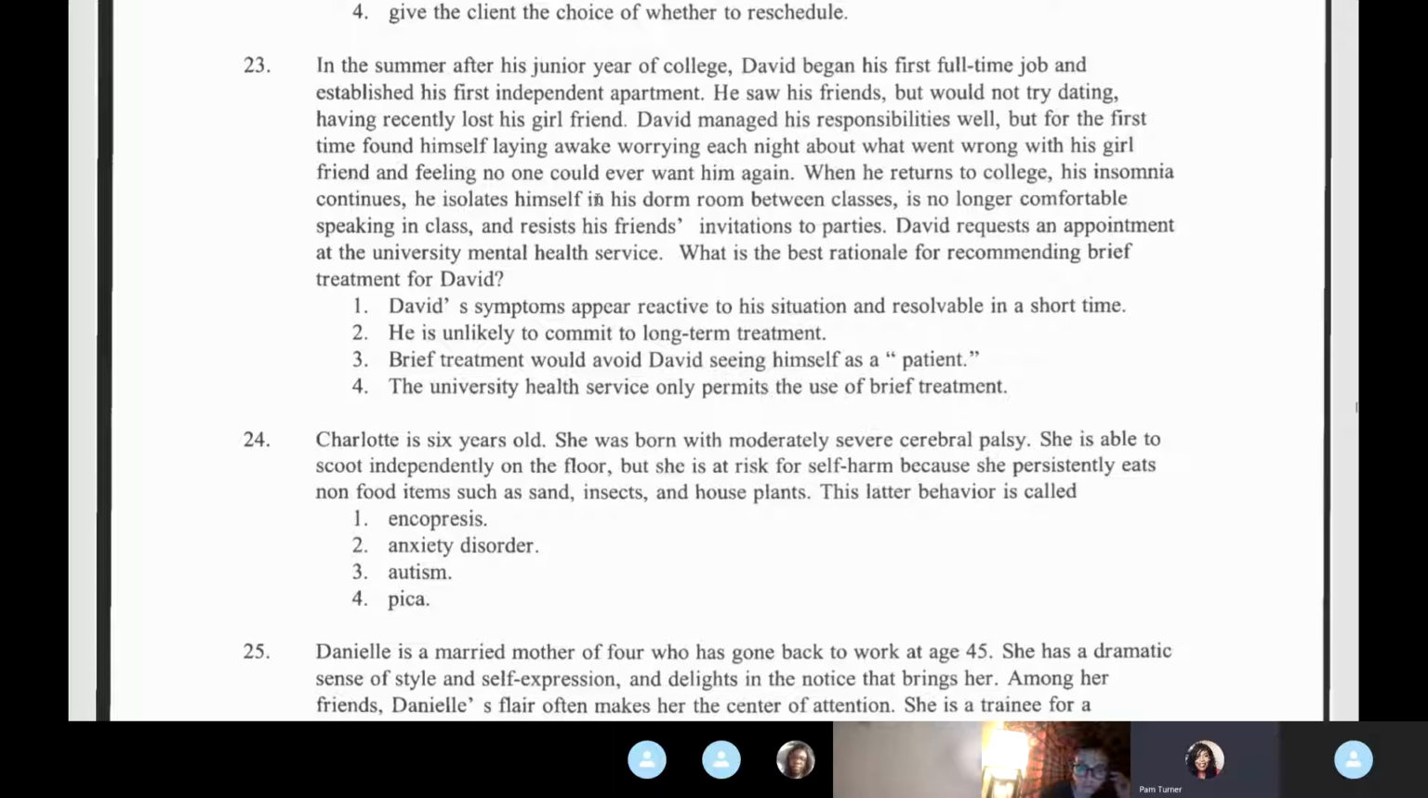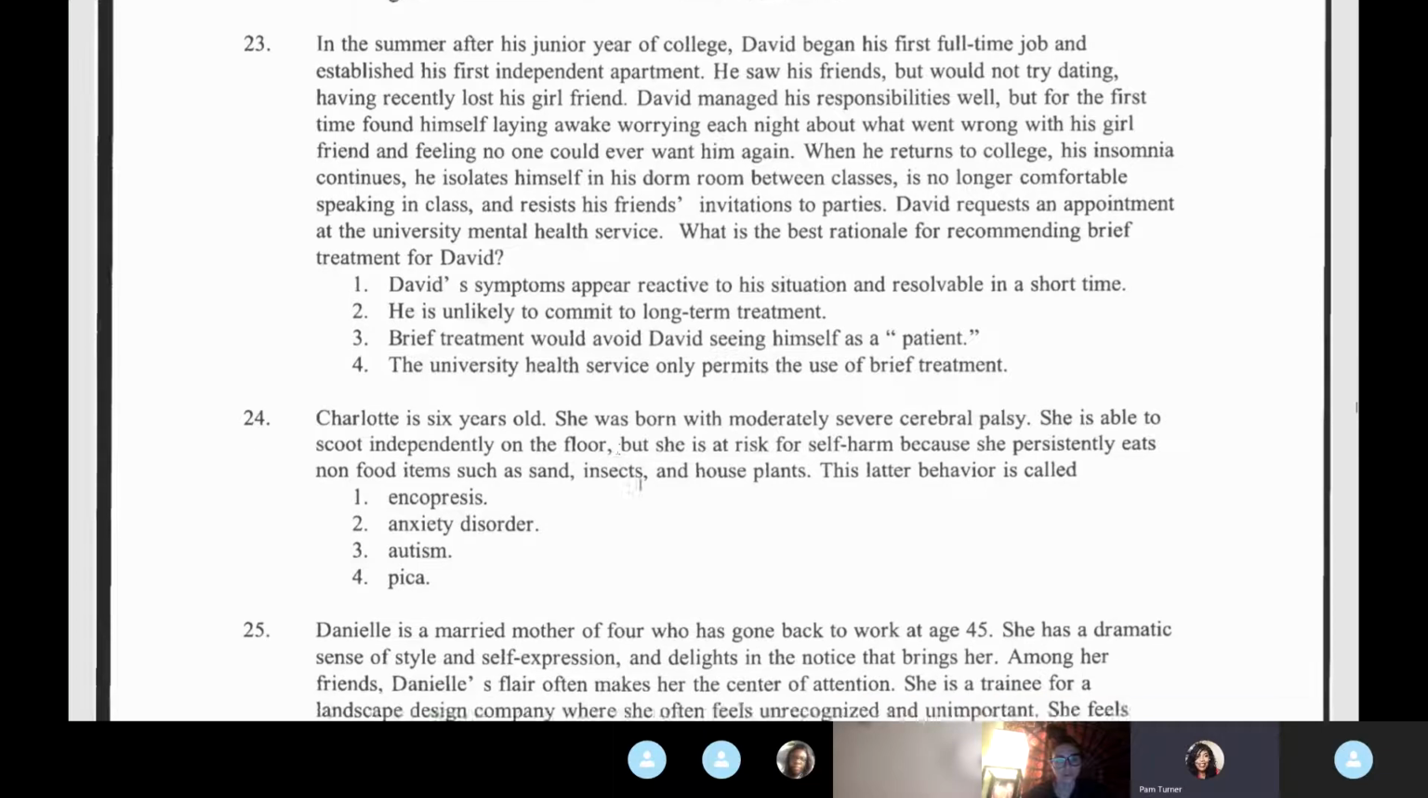What is the best rationale for recommending brief treatment? And this is not a community organization question, just in general. What's the best reason for that? The answer to that one is 1. David's symptoms appear reactive to a situation and resolvable in a short time. Okay, just a short thing going on.